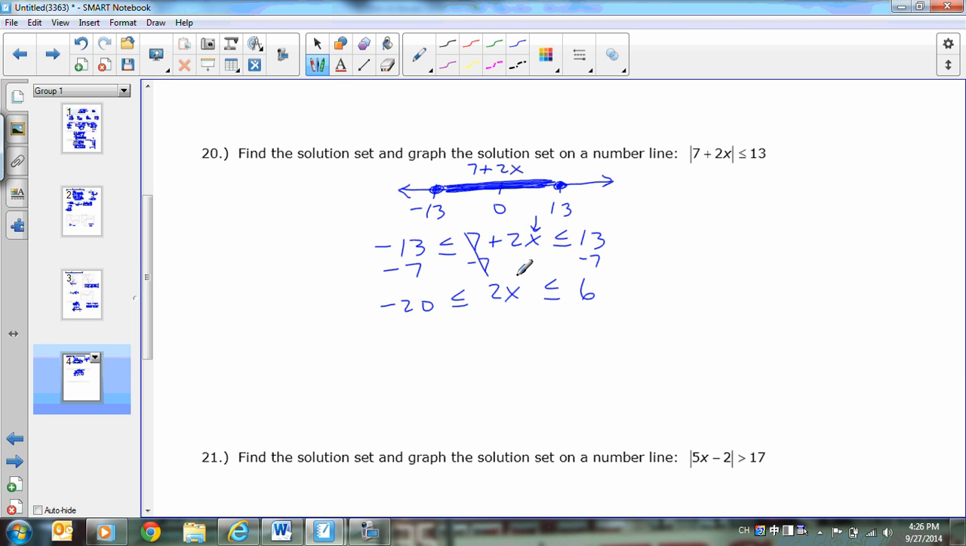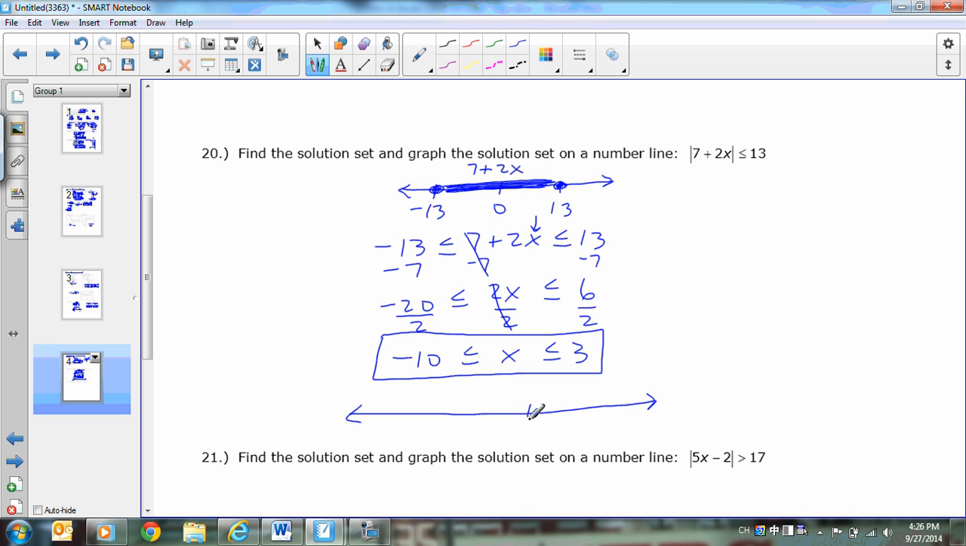All right, then we still want to get the x by itself. It's being multiplied by 2, so we're going to divide everything by 2, all 3 parts of the compound inequality. So we end up with -10 is less than or equal to x, which at the same time is less than or equal to +3. All right, so this compound inequality represents our solution set. Okay, and we're also asked to graph the solution set on a number line. So I'm going to draw a number line.